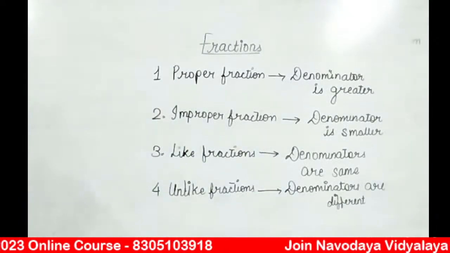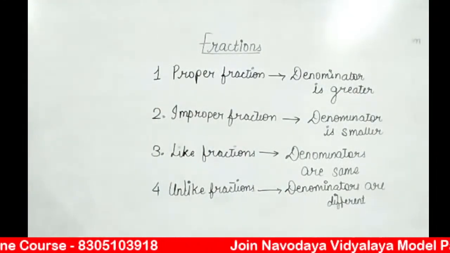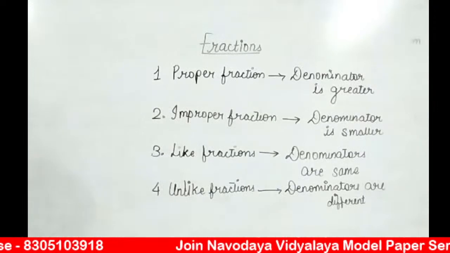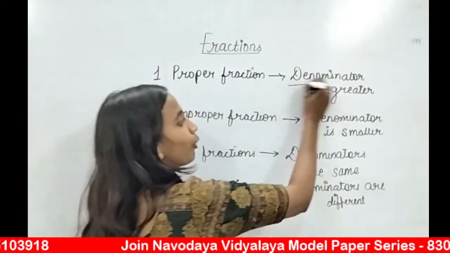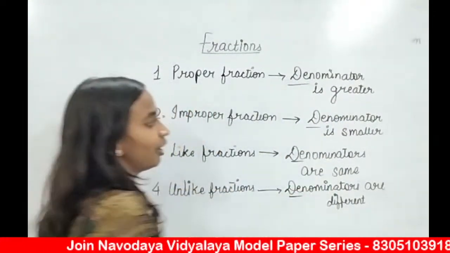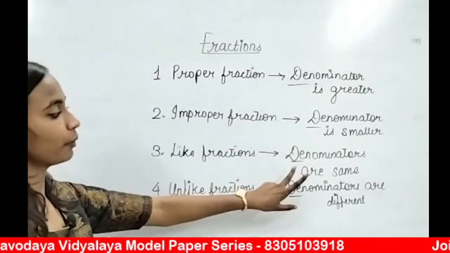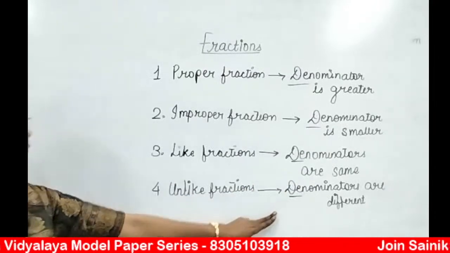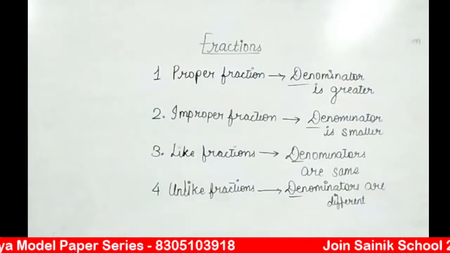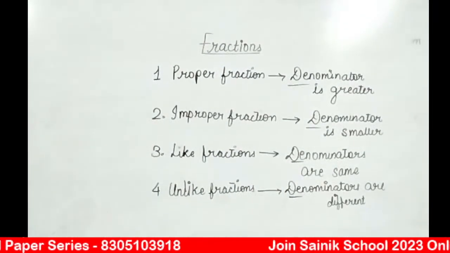Got it? So these are the 4 kinds of fractions. So here you will observe very carefully. So only thing important is denominator. Numerator has no role. Denominator greater proper, denominator smaller improper, denominator same like, denominator different unlike. This much is clear to everyone. Easy for Himanshu. Okay.